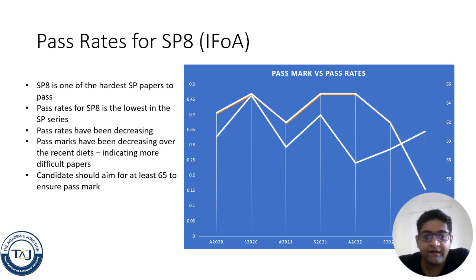So if you see, the pass rates have been steadily decreasing over a 3 or 4 year period. So you can see an oscillating graph here. The pass mark has also been crashing over the past 3 to 4 diets. So this kind of indicates that the papers are getting harder and hence they are lowering the pass mark. As the papers get more challenging, they lower the pass mark to ensure that a healthy mix of students pass. Pass rates are also very, very low compared to other SP papers. SP8 generally has one of the lowest pass rates.